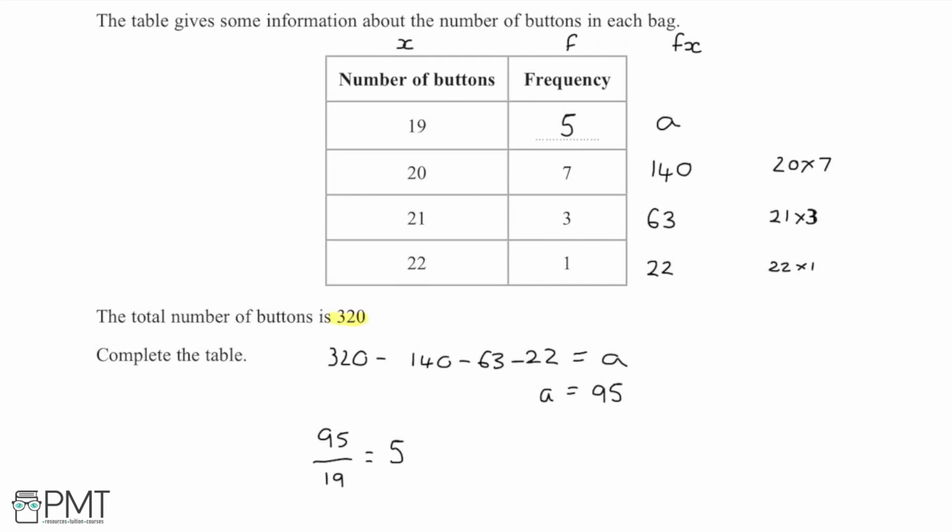Now, as for how the marks are awarded here, we get the first mark for starting the process, so basically working out the f of x column for 2 of the different rows. And then the second mark is going to be for completing the process to find the missing frequency. So when we worked with this step here, dividing this by 19, that would gain us the second mark, and the third mark's for the final correct answer of 5.